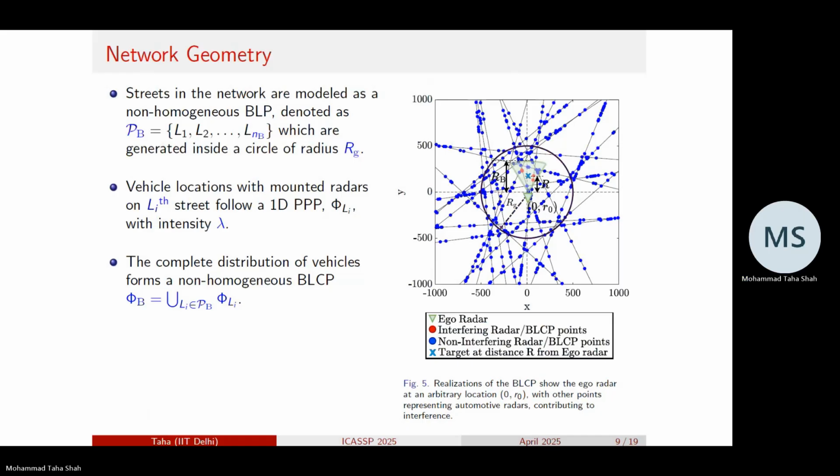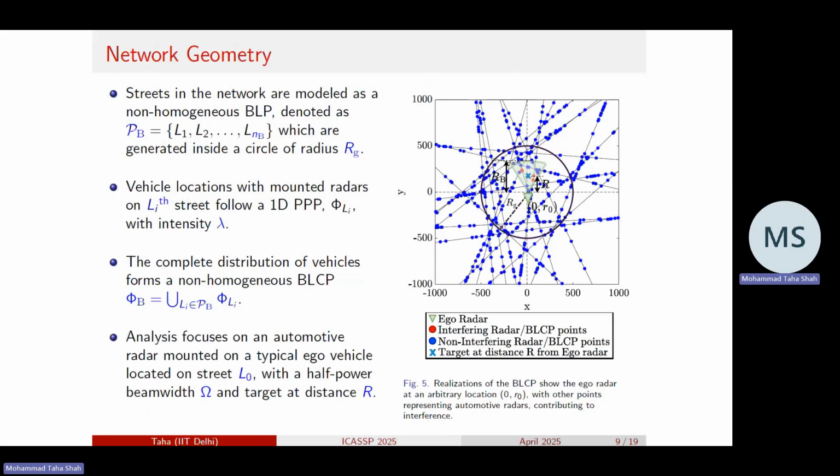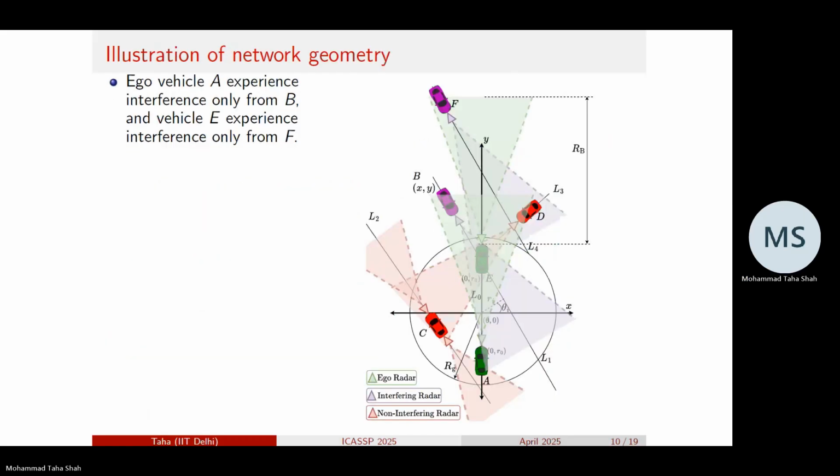Our analysis focuses on an automotive radar mounted on a typical vehicle, which we term as ego radar. The ego radar can be located on any street, but because of isotropic nature of binomial line Cox process, we assume that the ego radar is on line L naught, that is the y-axis at location 0, R naught. Also, let the half power beamwidth be omega, and the target is at a distance r.